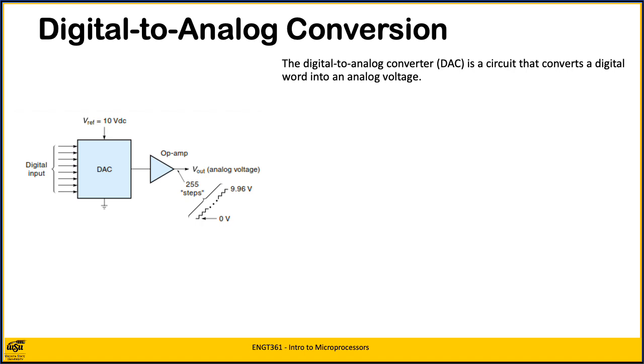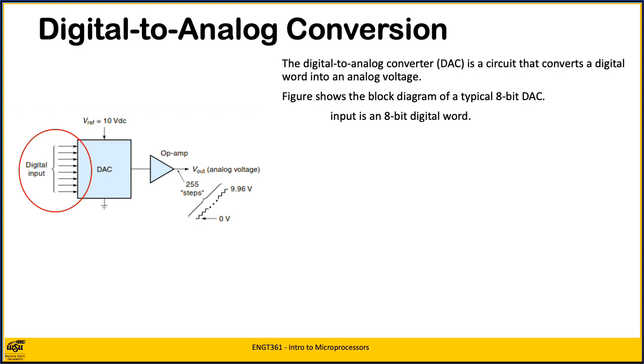The digital to analog converter, or DAC, is a circuit that converts a digital word into an analog voltage. It is not within the scope of this presentation to describe the internal workings of the DAC, but a general understanding of the operating parameters is appropriate. The figure shows a block diagram of a typical 8-bit DAC. The input is an 8-bit digital word.